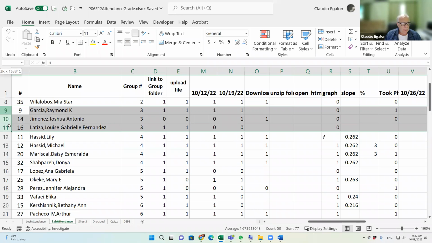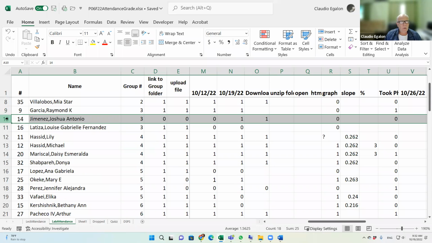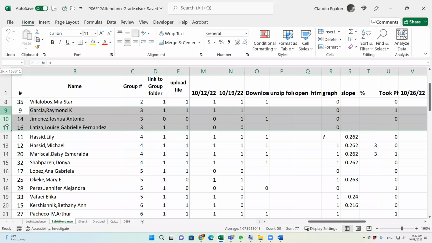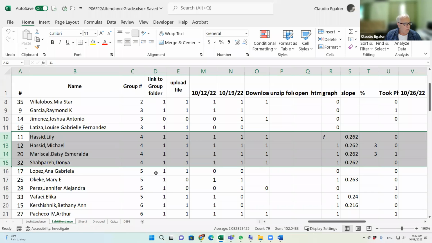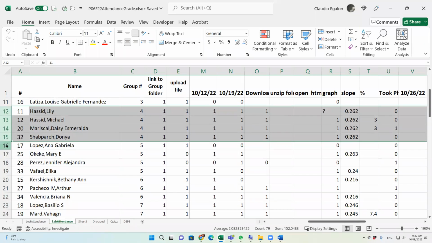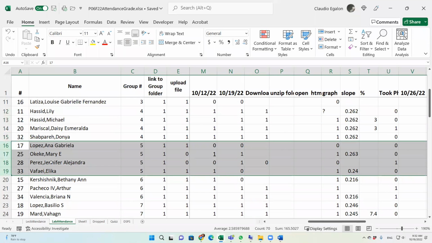Let's see. We have 2 students, Raymond and Joshua. Were you able to see your grades there, Joshua? Yeah, I was able to see the color coding and all that. Okay, good. Thank you. Now, group number 4. Let's see. Daisy, were you able to see the grade there and the color code? Yes. Okay, good. Any questions that you might have? No, I think we got it. Okay, it's pretty clear, right? Okay. Now let's see, Jennifer.